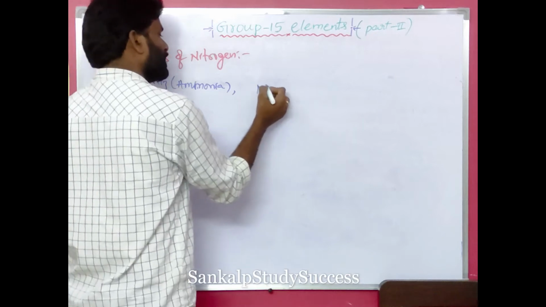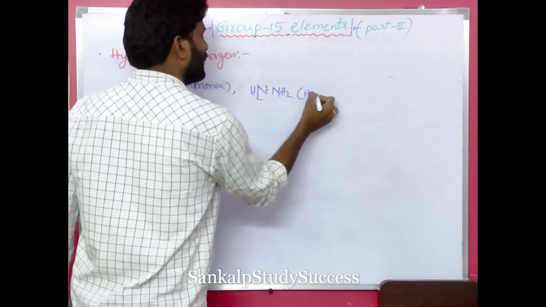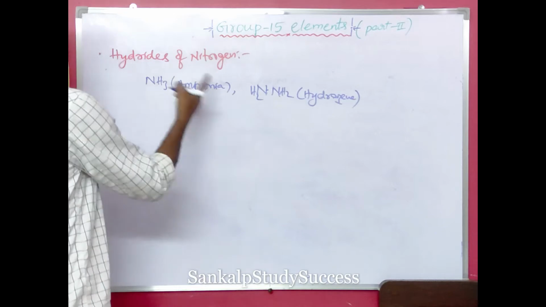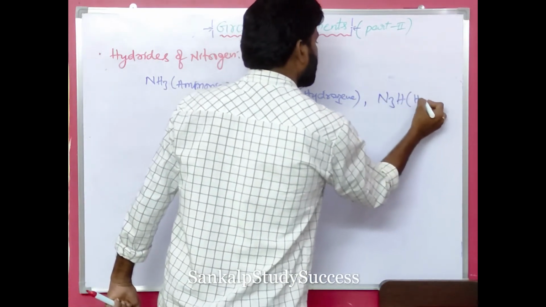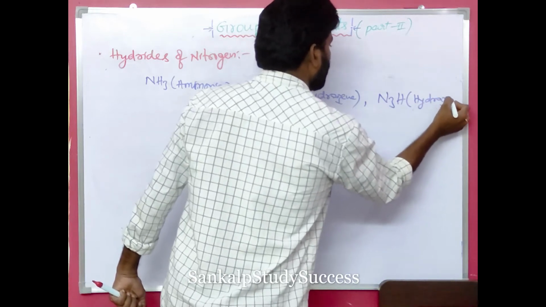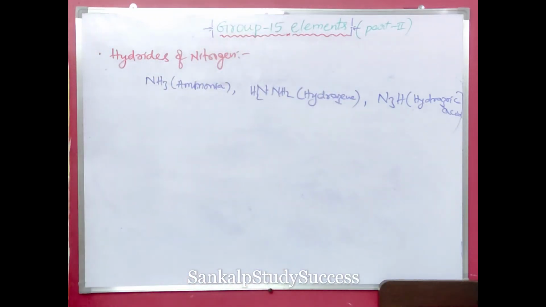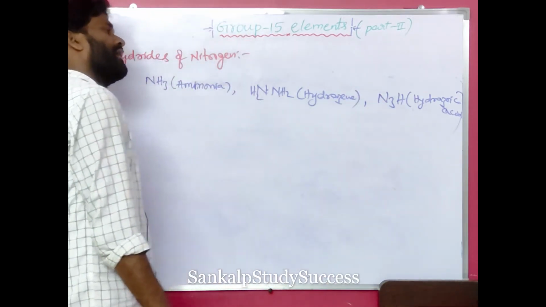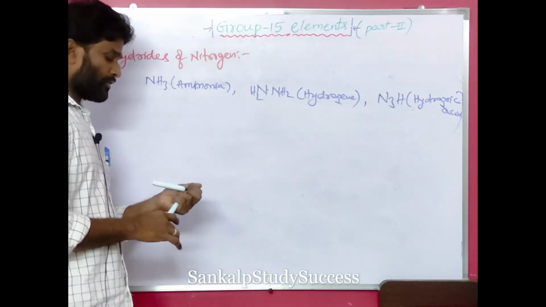And N2H4, hydrazine, is also a hydride of nitrogen, and also hydrazoic acid, N3H. These three are hydrides of nitrogen: ammonia, hydrazine and hydrazoic acid. Among these three, ammonia is very important, so first of all we will discuss ammonia.